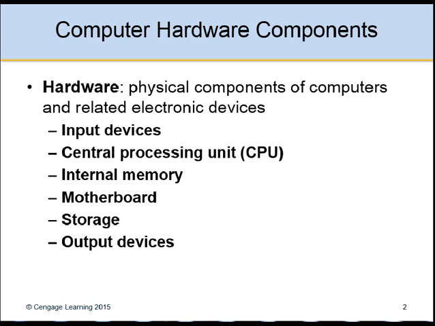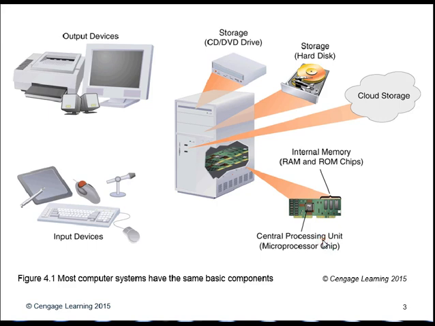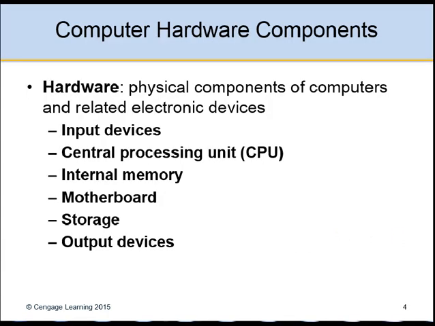In general, every computer has the following components: input devices, central processing unit, internal memory, storage, and output devices. Input devices receive signals from outside of the computer and transfer them into the computer. And here we see a graphic of the various types of devices that are components of a computer system, including input devices. The central processing unit accepts instructions and data, decodes and executes the instructions, and stores the results or output in memory.